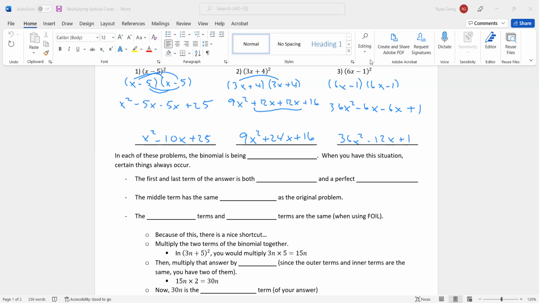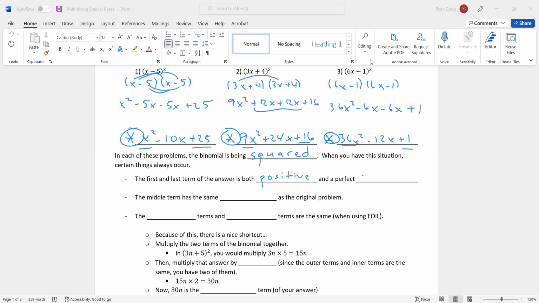All right, now let's look at those answers and figure out some common occurrences. In each of these problems, the binomial is being squared, right? When you have this situation, certain things always occur. The first and last term of the answer, so the answer being this part, the first and last term, so here and here, here and here, here and here, those are both always positive. You notice that?